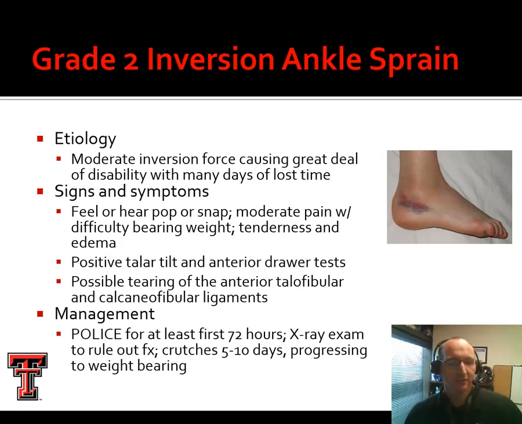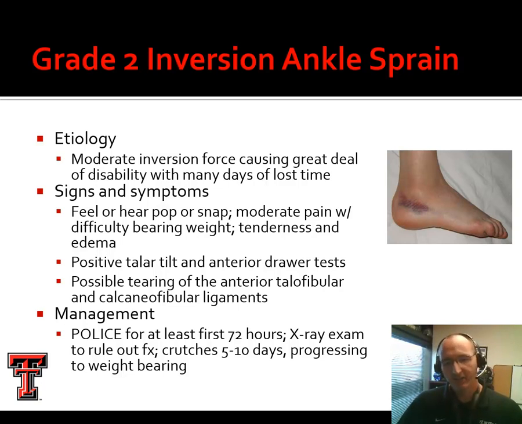With a grade 2 inversion sprain, we've got more than just mild stretching. We actually have some tissue damage. We've got tearing of the ligament, but it's still intact. It's still connected from one end to the other, although there's a partial tear through it. Lots of times the patient will describe hearing or feeling a snap or a pop. They'll have moderate pain with weight bearing. They probably aren't able to walk without a limp.